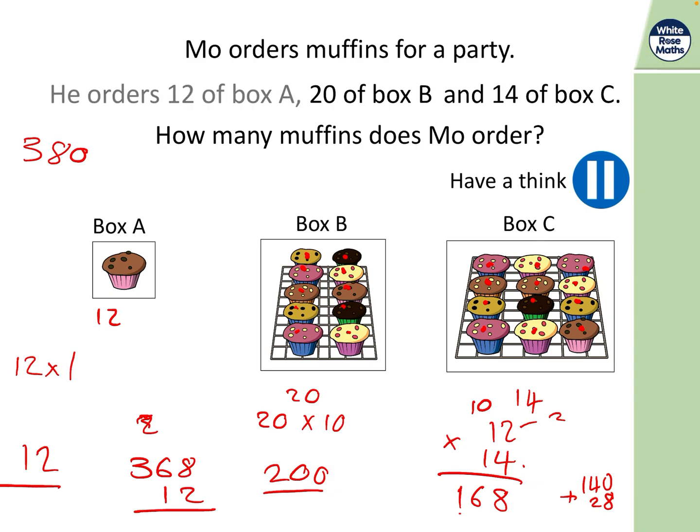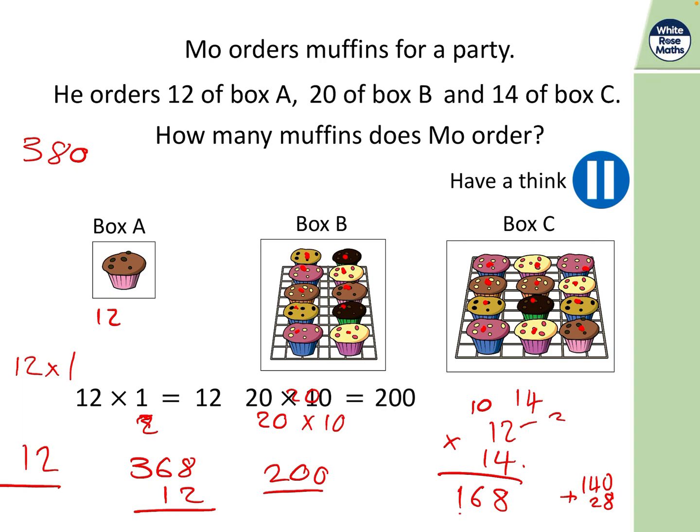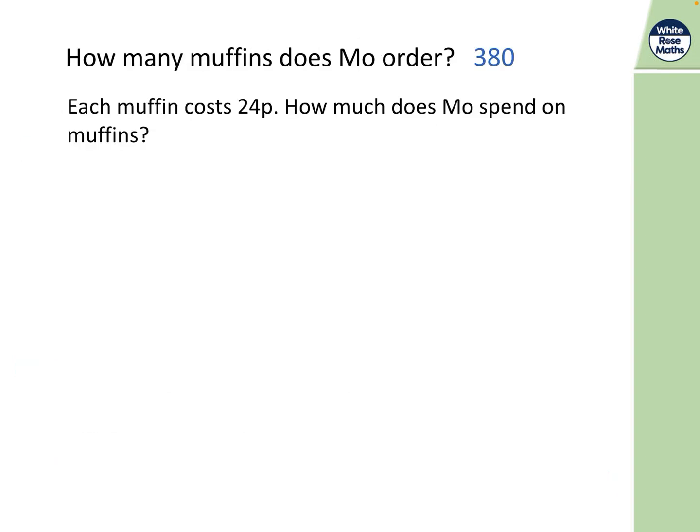Hopefully, all of my workings out hasn't got in the way of where the answer was. So 12 times 1 is 12. We did that. 12 times 10 is, of course, 120. And 14 times 2 is 28. Add 140, 168. Add them all up, 380. Well done if you got 380.